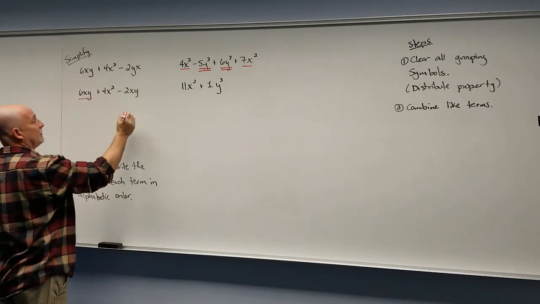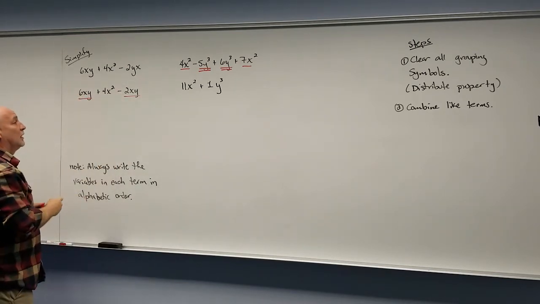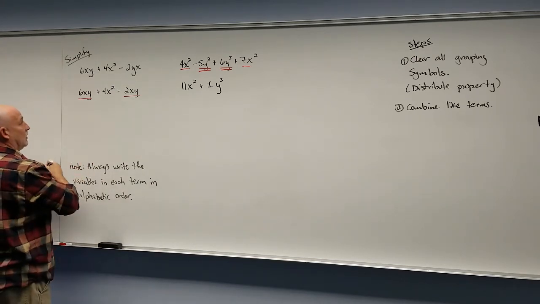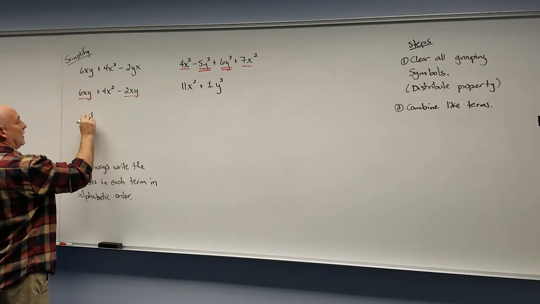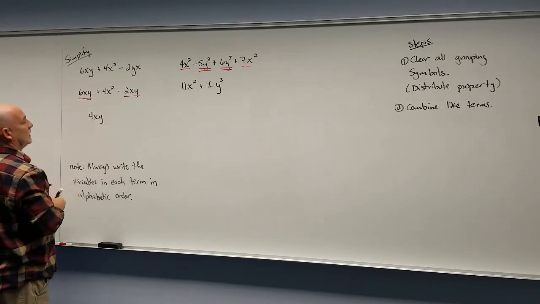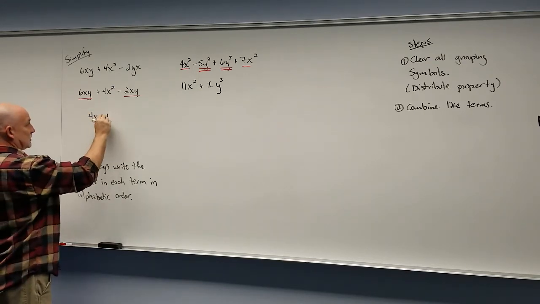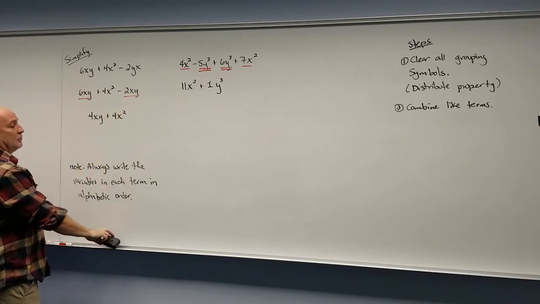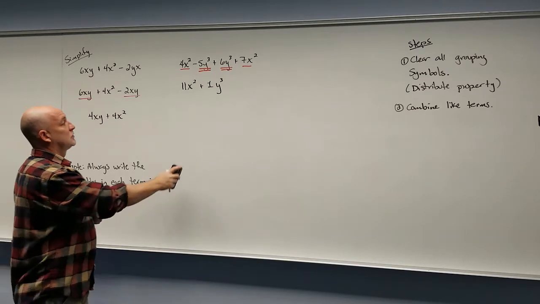So notice now we have xy's. Over here we have xy's. Here I have 6. I'm taking away 2, so I have a total of 4xy's. And the last thing I have are just x squareds. These two things aren't alike, so I cannot combine them. Let's try a couple more here.